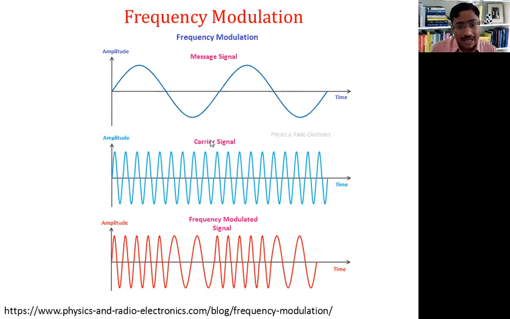So the frequency of the carrier signal varies. Here you can see the frequency modulated signal, red colored. Here the frequency increased, here the frequency decreased, again increased, again decreased. So there is a variation in the frequency, but the amplitude remains constant, phase remains constant. How phase change looks you will see in the next diagram, in phase modulation.